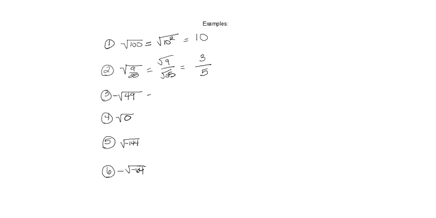So we look at example number 3 here. We see there's a negative out in front of the radical. That means nothing until the end. So we're just going to rewrite that negative. And with the square root of 49, we know 7 times 7 is 49. So our answer is 7. And we leave the negative out front, so the answer would be negative 7.